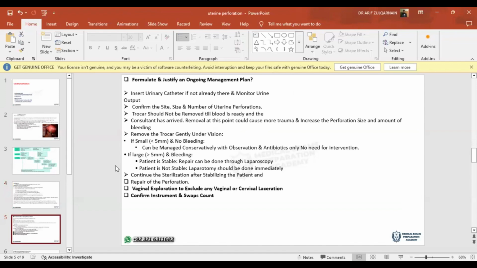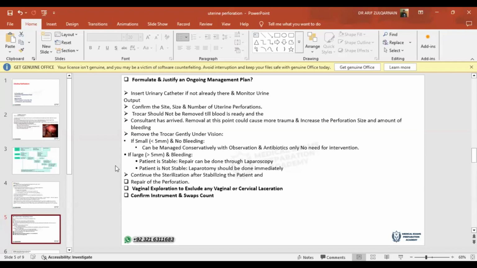Okay. The trocar should not be removed until the blood is ready and the consultant has arrived. Removal at this point can cause more trauma and it can increase the perforation size and the amount of the bleeding. Okay. So once the consultant has arrived and the blood is in hand, then you will remove the trocar. And you will remove the trocar gently under vision.